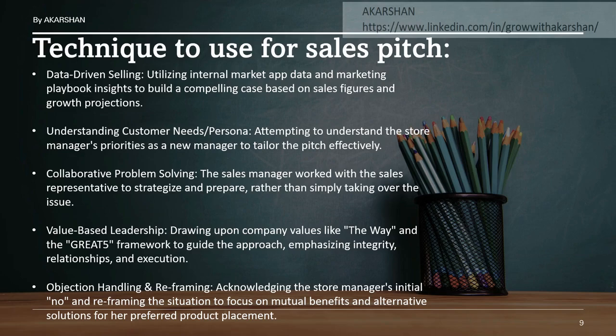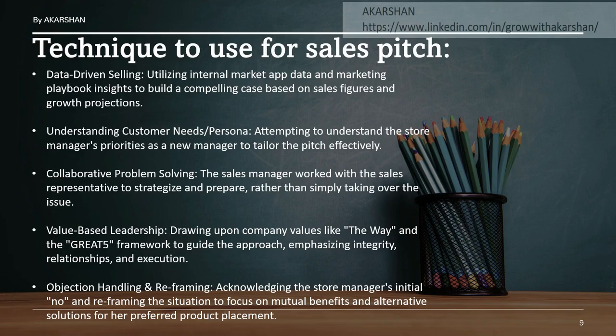Second, understanding the customer's need. I told you to identify your audience, your customer, and how you are going to sell something to them. It depends on their demand, on their need. Either you create the need or you understand their existing need. Then comes collaborative problem solving, which means we are collaborating with the store manager. We are telling them that this is the product which we have and you have the place where the product can be sold. So we are collaborating.